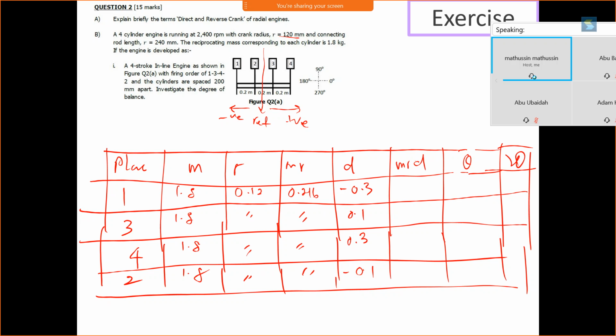Okay, so MRD is negative 0.3 darab dengan 0.216 should be negative 0.0648. Negative 0.0648. So untuk yang ni kita ada 0.0216. Okay, we also have this one should be 0.0648. And last one we have negative 0.0216. So how about theta?